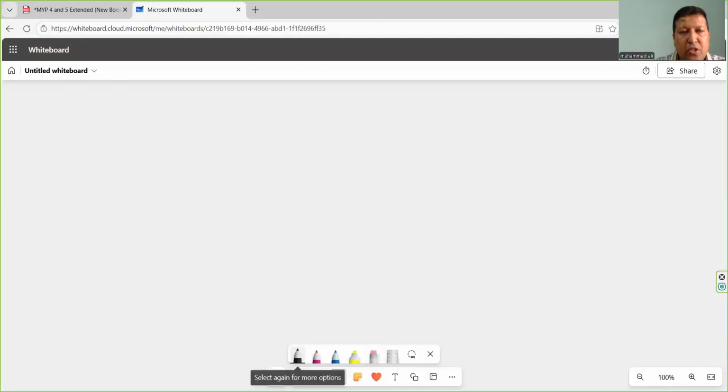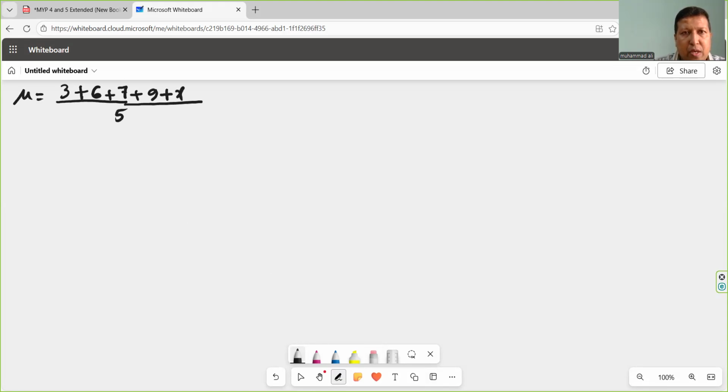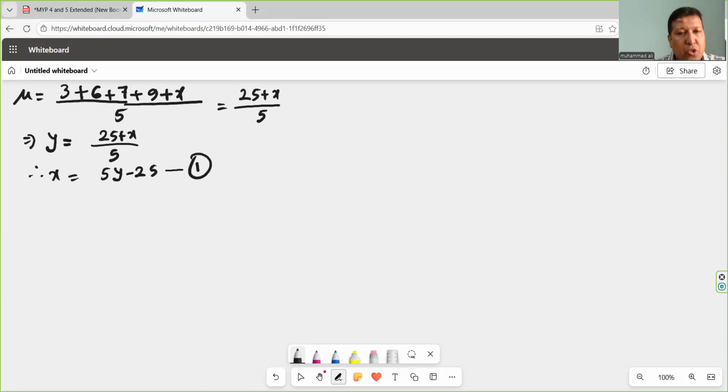So the new data mean is mu equals 3 plus 6 plus 7 plus 9 plus x divided by 5. After addition, we get 25 plus x divided by 5. The said mean is y. So y equals 25 plus x by 5. If we make x the subject, we get x equals 5y minus 25. This is equation 1.